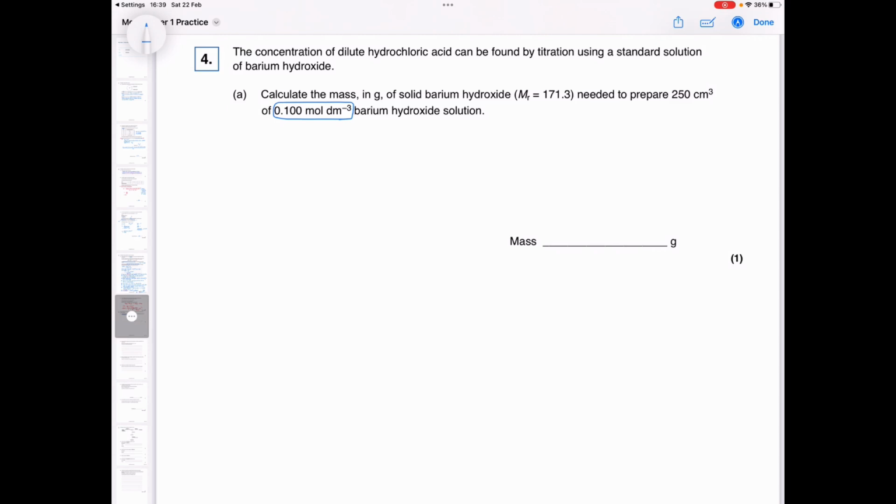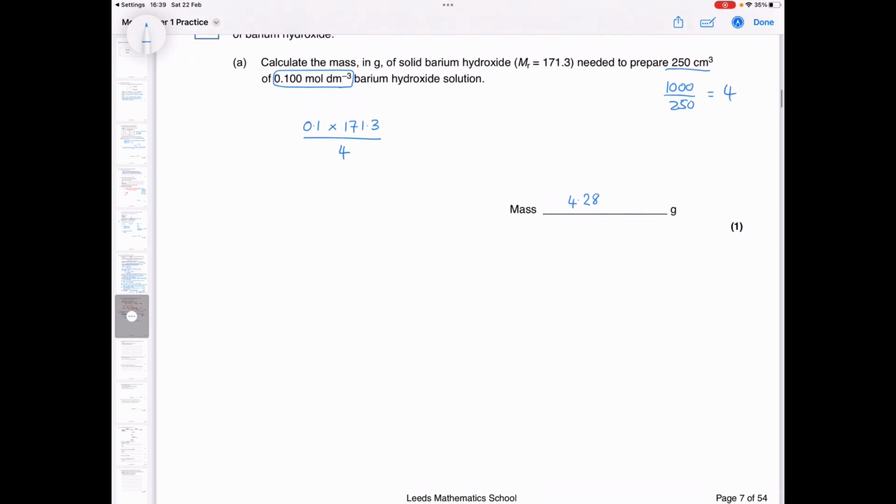And so we would need 0.1 times by 171.3 if we wanted to calculate a litre's worth. But we don't actually want to make a litre. We want to make 250, so that's 1,000 divided by 250, which equals 4 times less. We want to make a quarter of it, so we need to divide that through by 4, and so our answer to that is 4.28 grams.